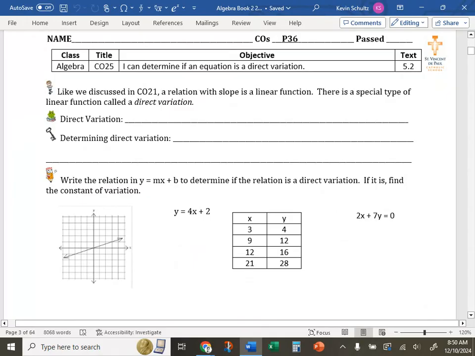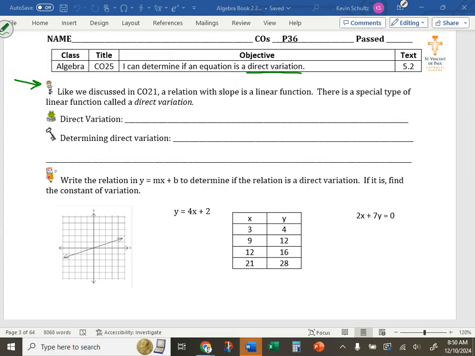This is a one-pager here. And basically, all we're going to talk about is determining whether an equation has direct variation. Like we discussed, a relation with slope is a linear function. If something's a linear function, it means it has a slope. If something has slope, it means it's a linear function.